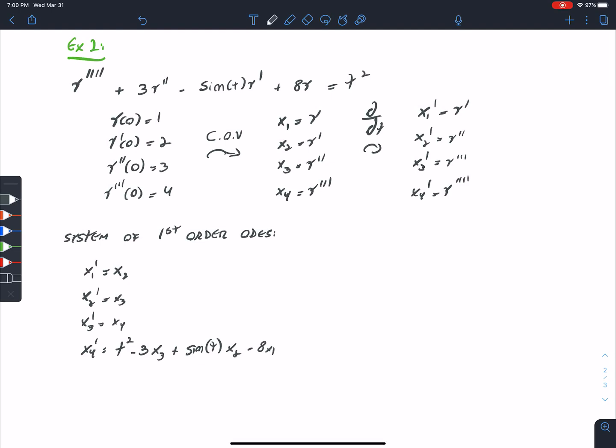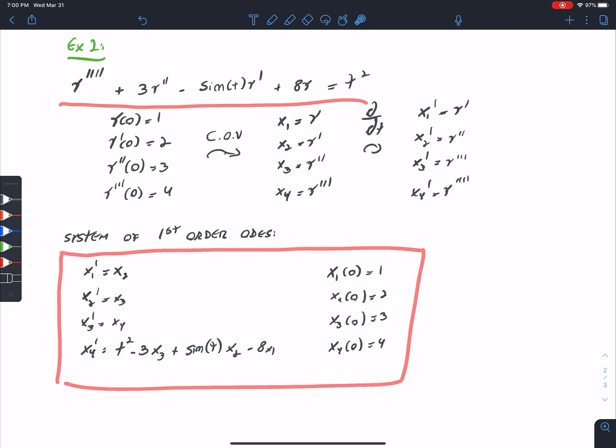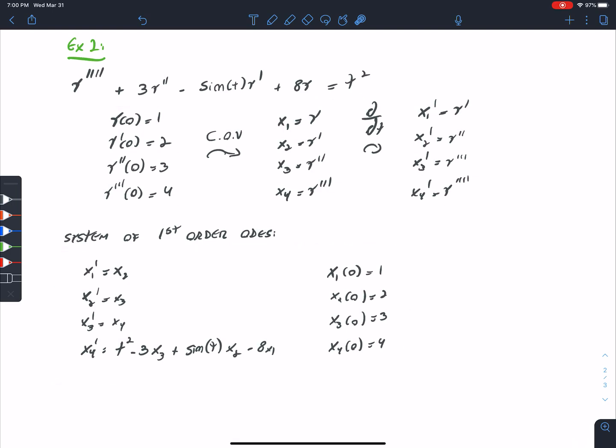Right, and let's write what our initial conditions are. x1 of 0 equals 1, x2 of 0 equals 2, x3 of 0 equals 3, x4 of 0 equals 4. Right, so here's our solution. We converted this complicated looking higher order ODE into a system. We have 4 equations here, 4 first order ODEs.